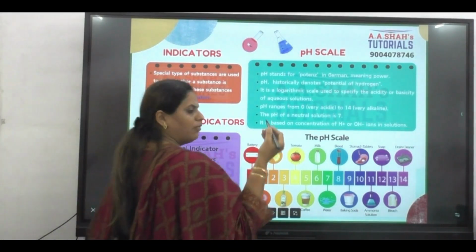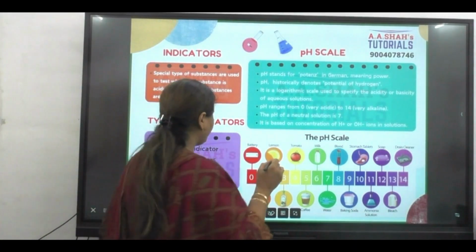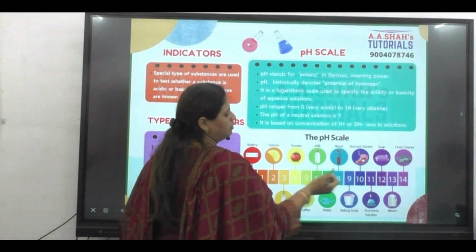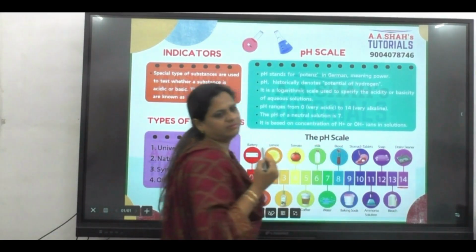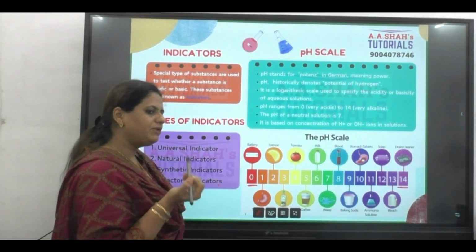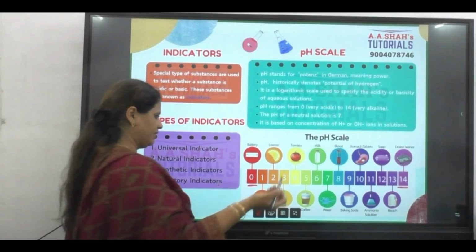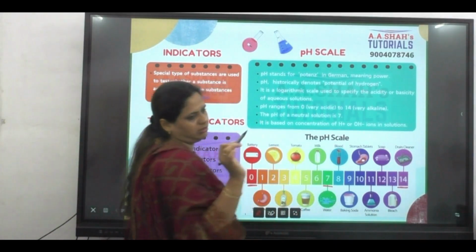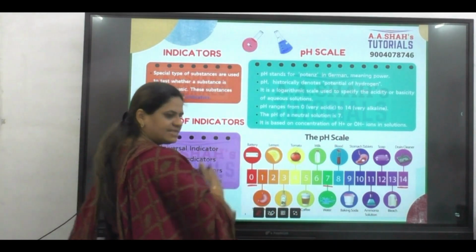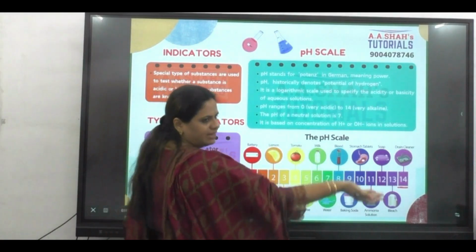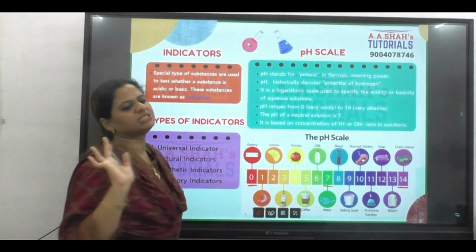So, how do you find whether a substance is an acid or base? The scale goes from 0 to 14. And which is the number in between? 7. And 7 is neutral. So, less than 7 is acid, more than 7 is base. At 7, the substance is neutral.